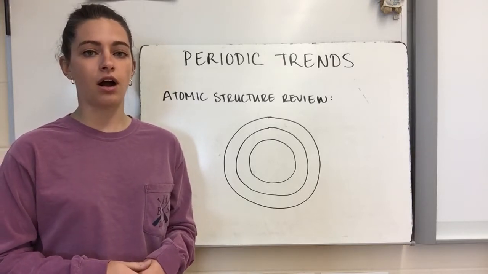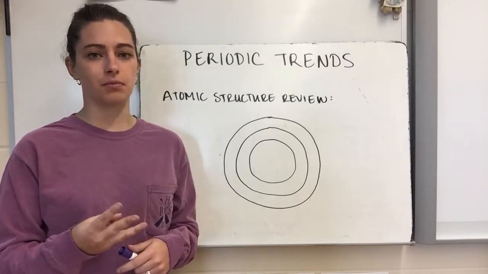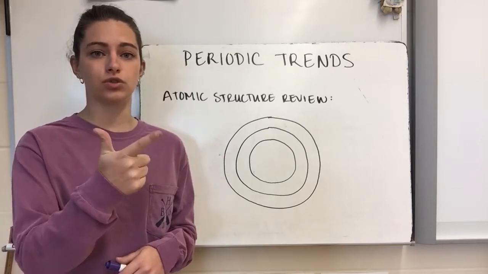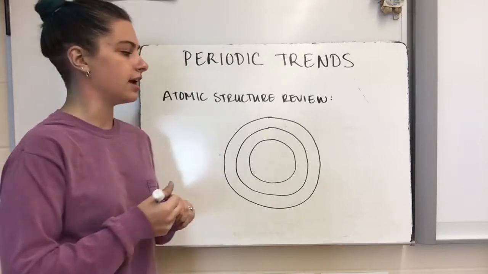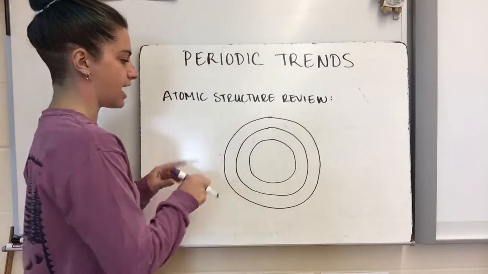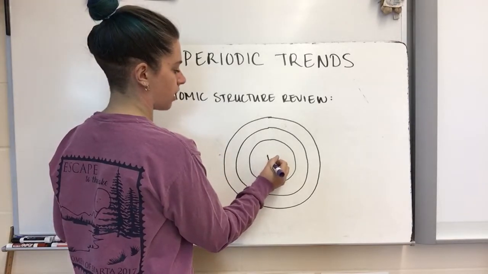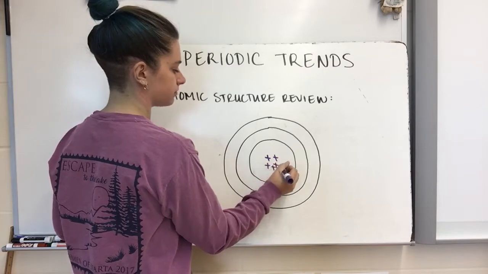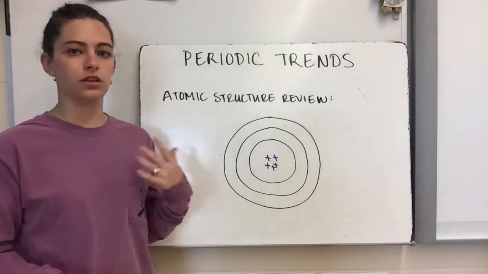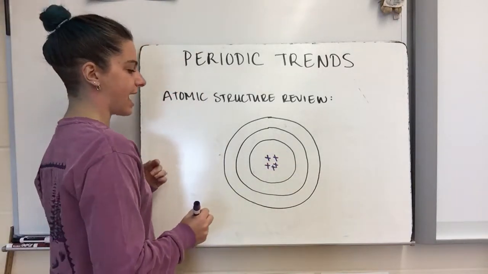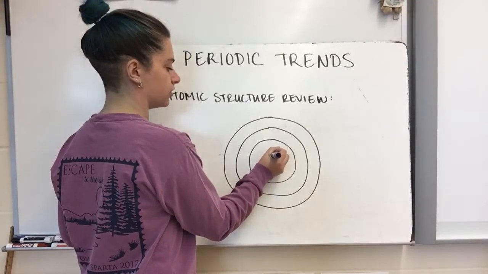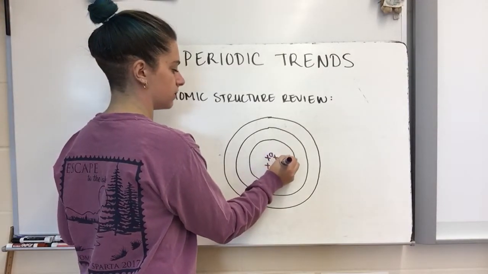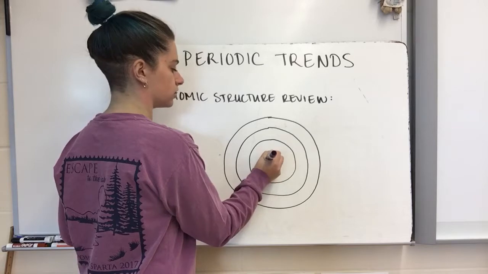So we know that our atoms have three subatomic particles. They have protons, they have neutrons, and they have electrons. In the middle of our atom, we have protons, and I'm going to draw our protons with pluses. Also in the nucleus, in the middle of our atom, we have neutrons, and I'm going to draw our neutrons with zeros because they're neutral and they have no charge.